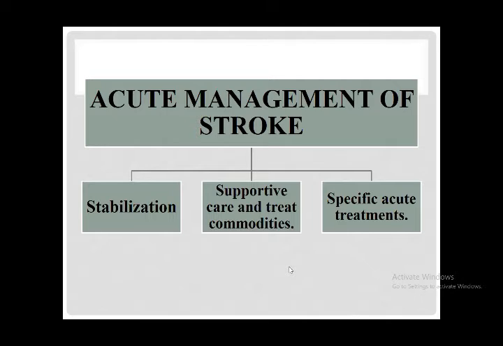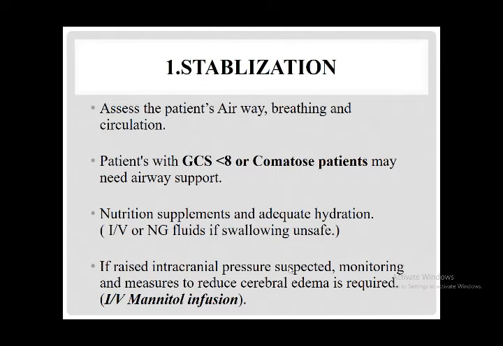This is basically an algorithm showing the acute management of stroke. What is stabilization? Assess the patient's airway, breathing, and circulation. Patients with GCS less than 8 or comatose patients may need airway support.